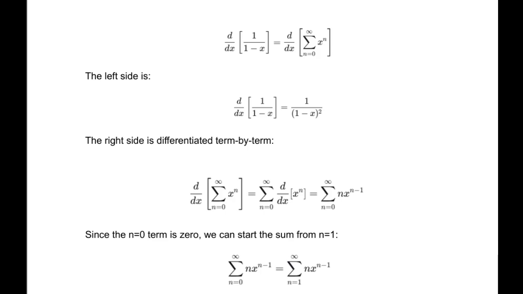Since the n equals 0 term is 0, we can start the sum from n equals 1 of n x raised to n minus 1. Therefore, 1 over (1 minus x) squared equals the summation of n x raised to n minus 1, as n goes from 1, which equals 1 plus 2x plus 3x squared plus 4x cubed, and so on and so forth.